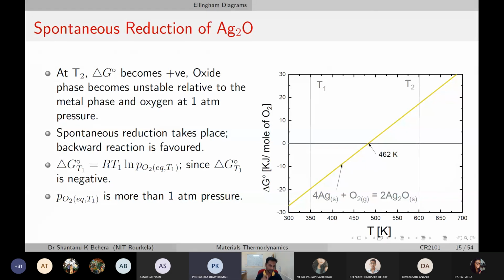And one more aspect I will talk about in the next class is how changing the oxygen partial pressure relates to the equilibrium here in this metal oxygen system.